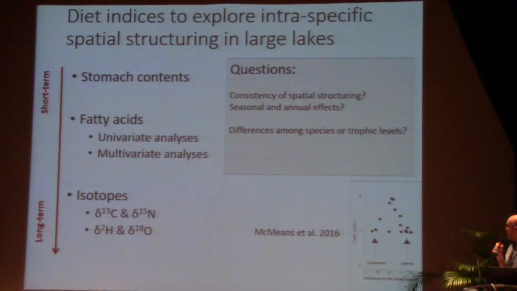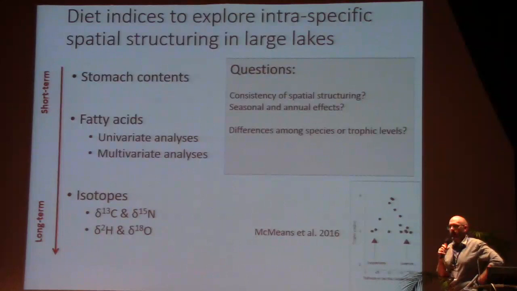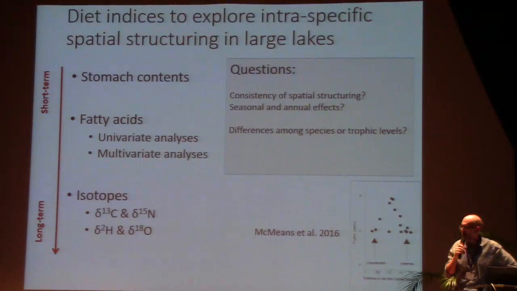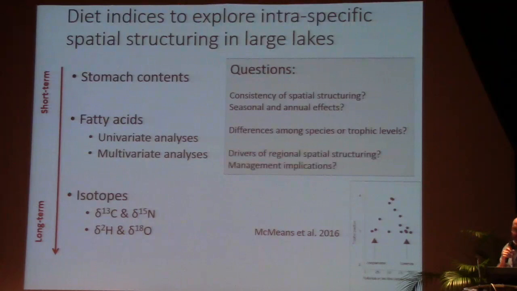This image here on the bottom right is from a paper by McMeans et al. And they argue that in general, as you move up a food web, top piscivores will integrate over large spaces and not show a lot of spatial structuring, whereas planktivorous invertebrates and lower trophic level fish will show more spatial structuring. And then we're interested in exploring drivers of regional spatial structuring and even the management implications of that structure.